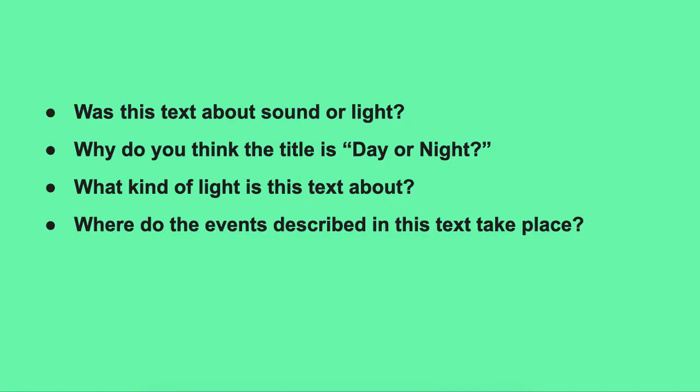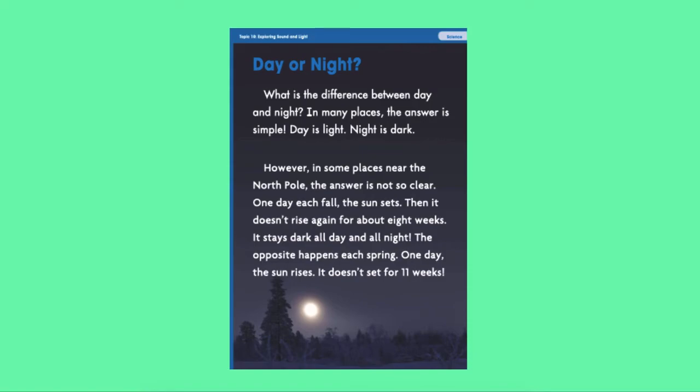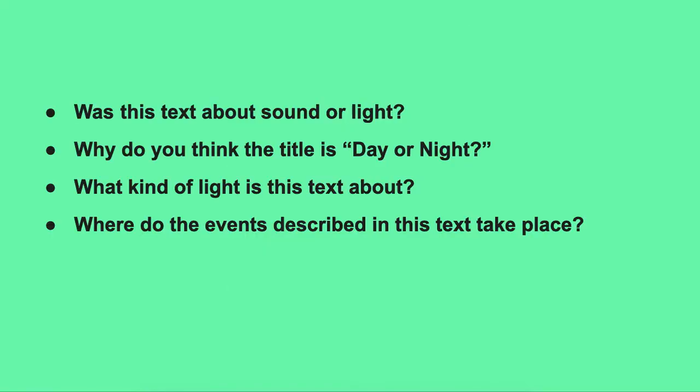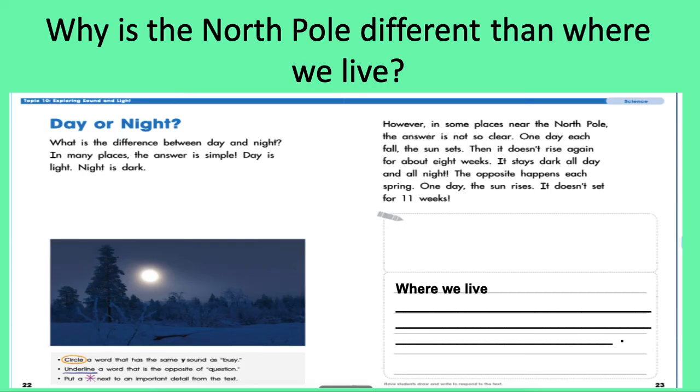What kind of light is this text about? The kind of light this text is about is the sunlight. And lastly, where do events described in this text take place? We've talked about it, and it is the North Pole.